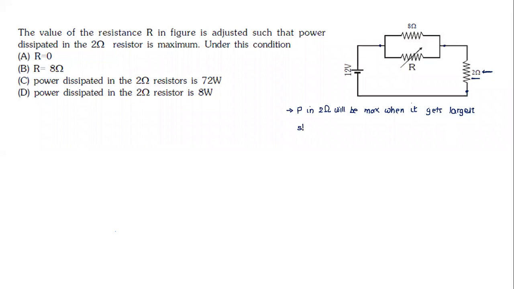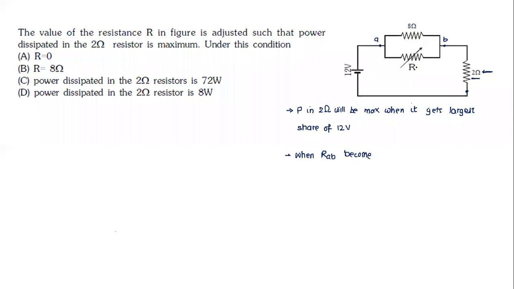It gets the largest share of 12 volts. And when would you get the largest share of this 12 volts? When this resistance becomes the smallest. So what has to happen? The power consumption in 2 ohm will be maximum when the resistance R_AB becomes minimum.